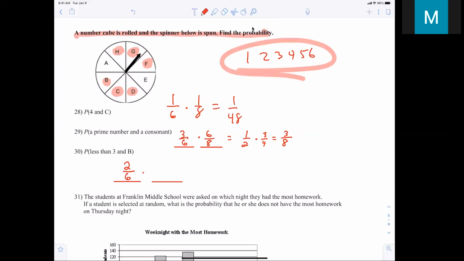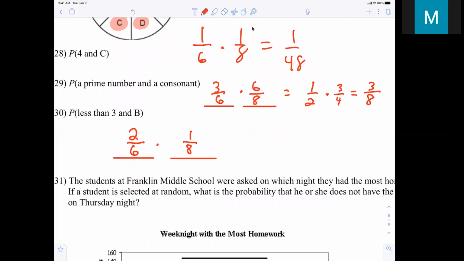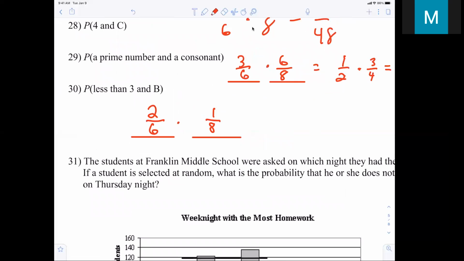And then what's the probability of getting a B? Yes, ma'am. Good job. All right, KK. All right, tell me about 2 6. What does that reduce to? Good job, kiddo. So what's my final answer? Yay, 1 out of 24.